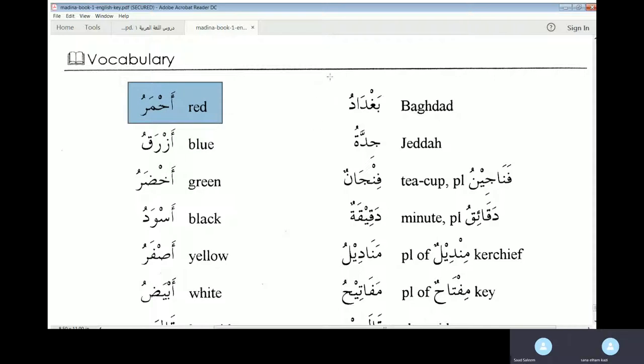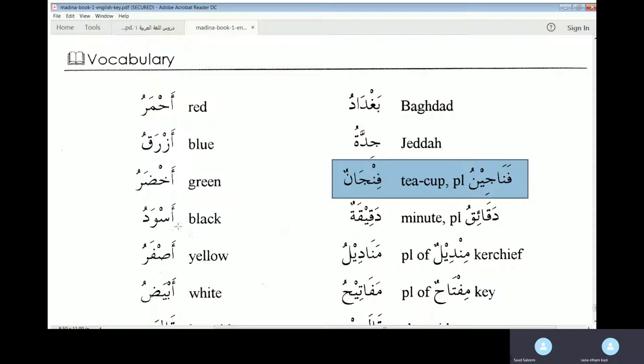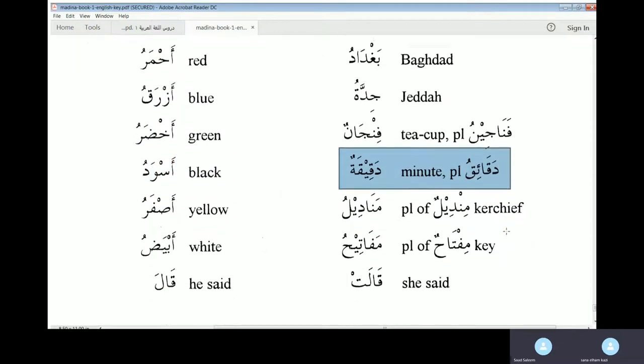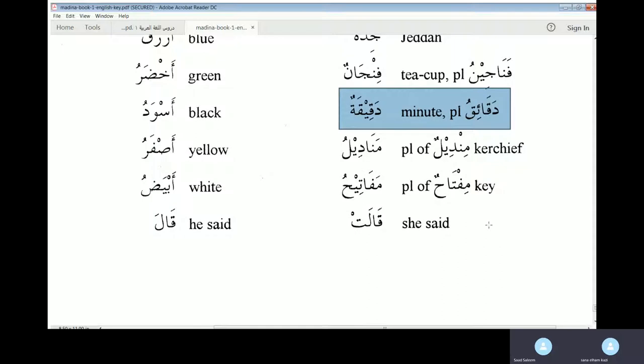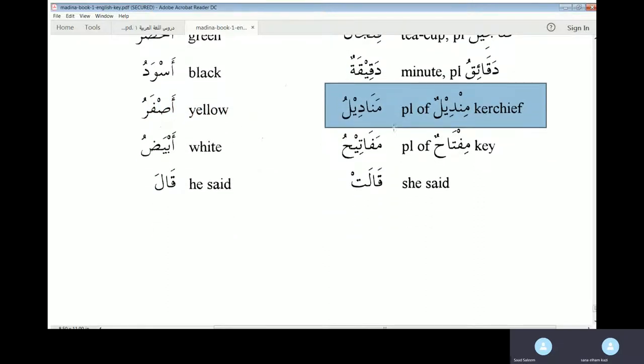Vocabulary. Ahmaru, red. Baghdadu, Baghdad. Azraqu, blue. Jiddatu, Jidda. Aghzaru, green. Finjanun, which is a teacup. The plural is fanajinu. Aswadu is black. Daqiqatun is minute, and the plural is daqa'iqu. Asfaru is yellow. And manadilu is the plural of mindilun, handkerchief.